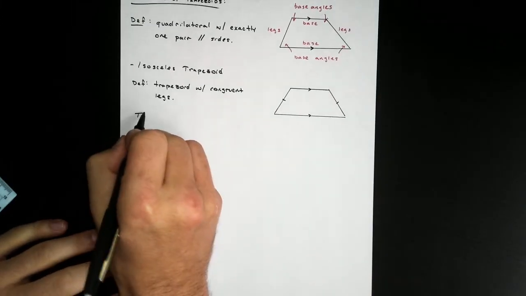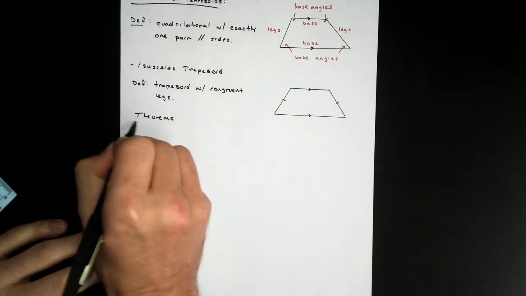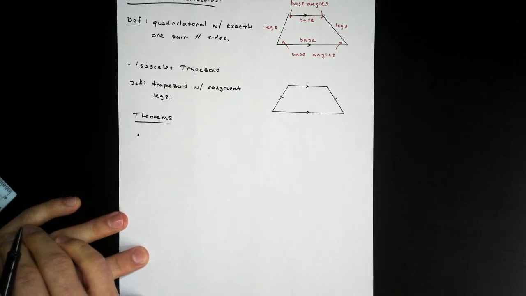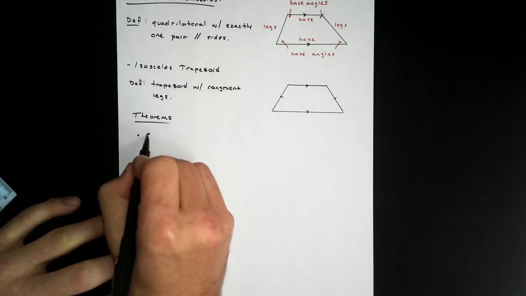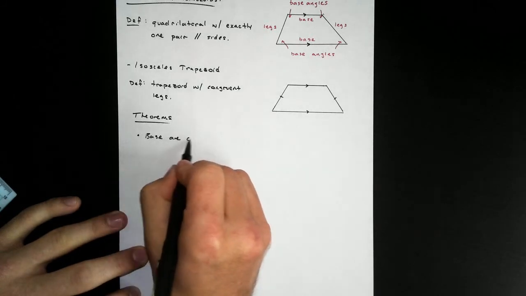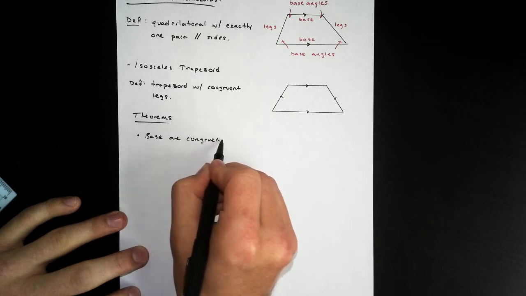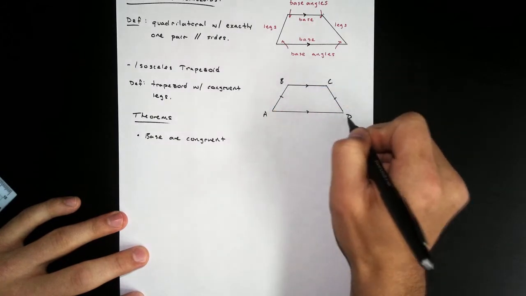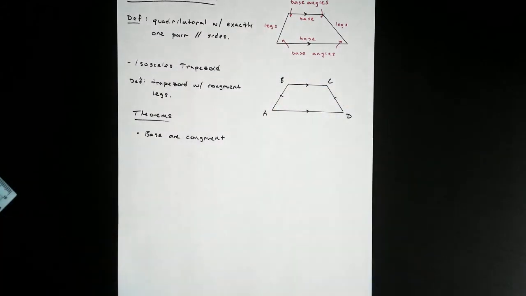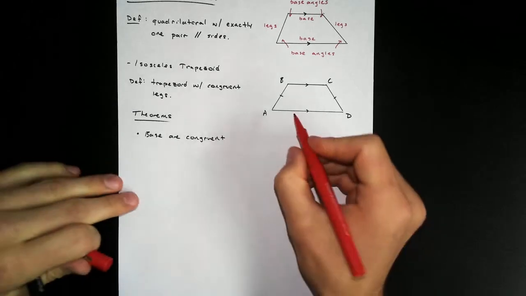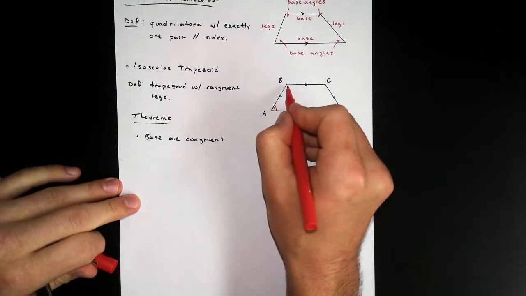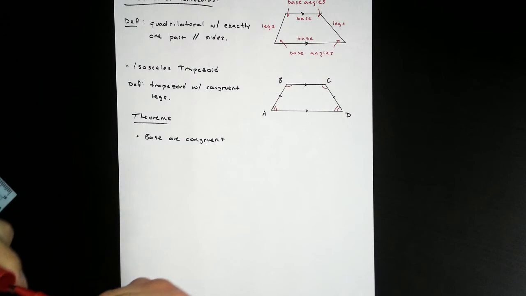So we have some theorems that will give us some properties. The first theorem is the isosceles trapezoid base angles theorem. And this says that the base angles are congruent. So I'm actually going to label this trapezoid so I can refer to its parts here. So in an isosceles trapezoid, the pairs of base angles are congruent. So that means angle A and angle D are congruent to each other, and then angle B and angle C are congruent.